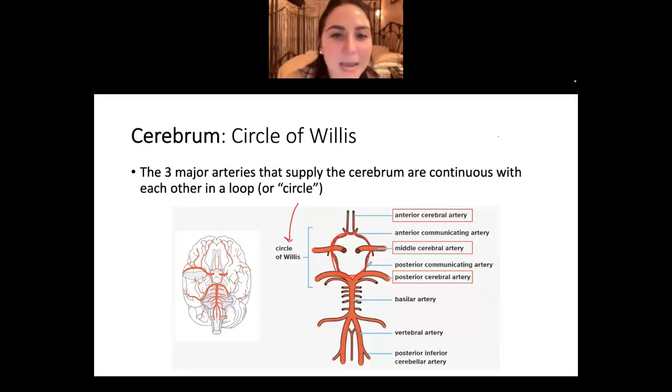And there are three major arteries that supply the cerebrum that are a part of the circle of Willis. The first one is called the posterior cerebral artery, the PCA, which is going to be this one. We have one on the right, one on the left. We have the middle cerebral artery, one on the right, one on the left. And then we have the anterior cerebral artery, which is up here. One on the left, I think this is left, and then one on the right.